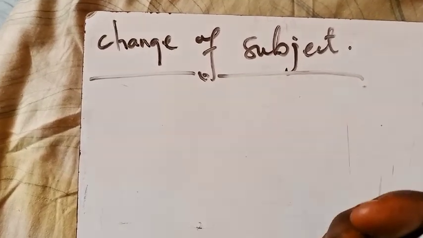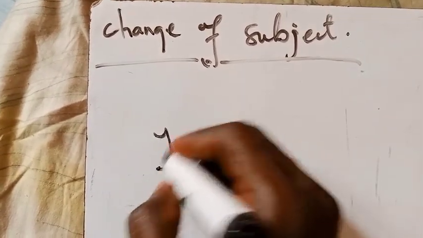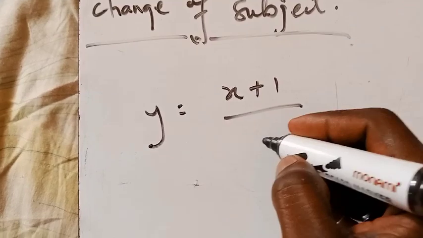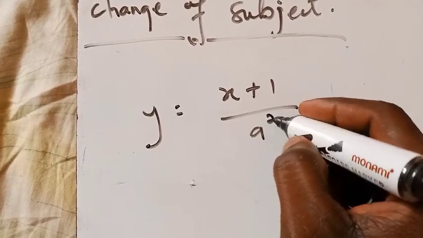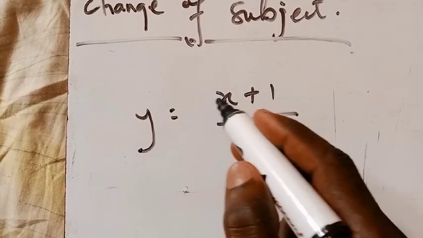The meaning of the change of subject in mathematics is that if you have something like this, let's say y is equal to x plus 1, everything divided by a square, right? So something like this, and then we want to make this x the subject.